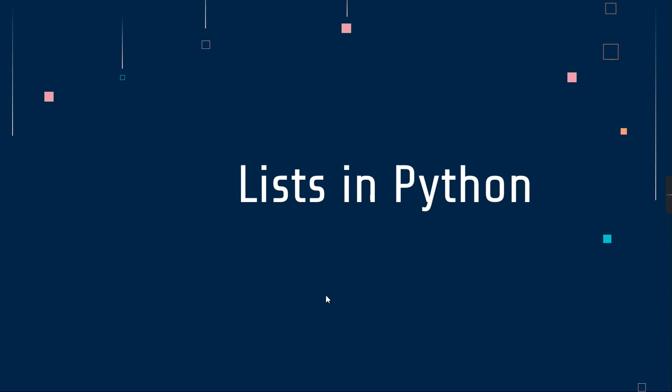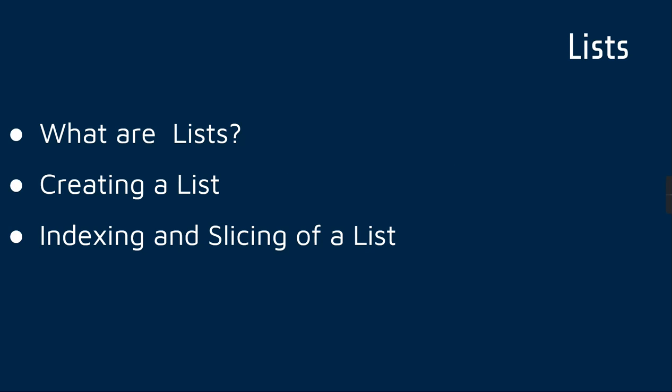In this video, we will look at lists in Python. Now, when we ask the simple question, what are lists? Lists are nothing but the ordered sequence of numbers or elements, and lists are the most used data type in Python.